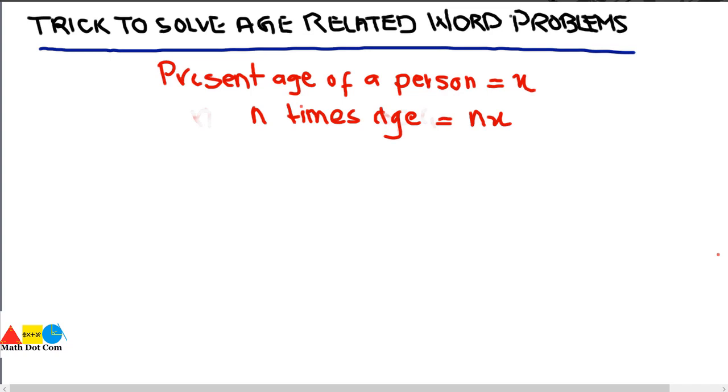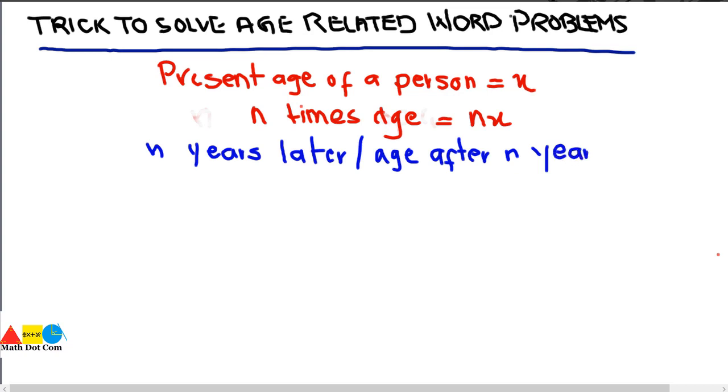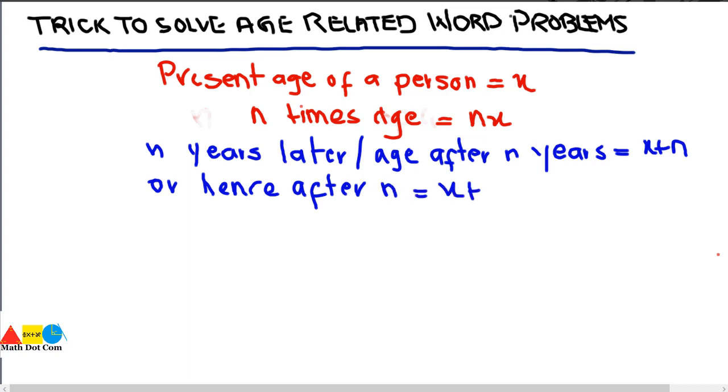Then if the statement is like n years later, or age after n years, you have to write the equation as x plus n. It means n years later, that is, after n years, so you have to add those n years to the current age. So the equation should be x plus n. Somewhere it is also written as hence after n, and that also means you have to add that n to the current age.